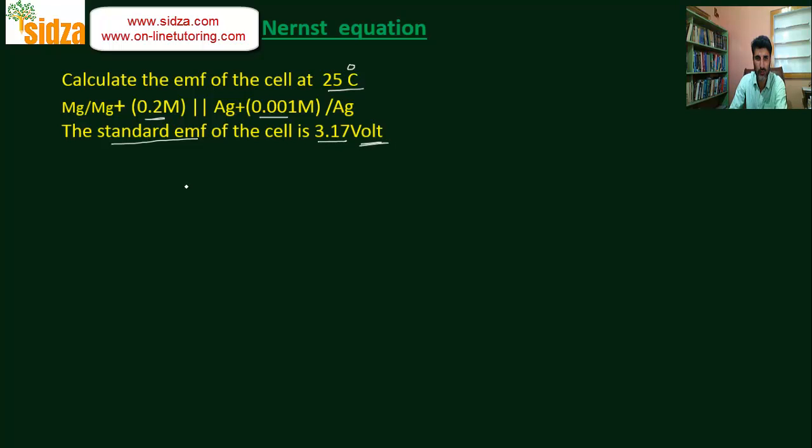So we can say that this electrode, the magnesium, is the anode, because when you represent a cell like this, these two vertical lines mean the salt bridge, and the electrode on the left side is the anode, meaning it undergoes oxidation, and the electrode on the right side of the salt bridge is the cathode. This is how we normally represent the electrochemical cell.